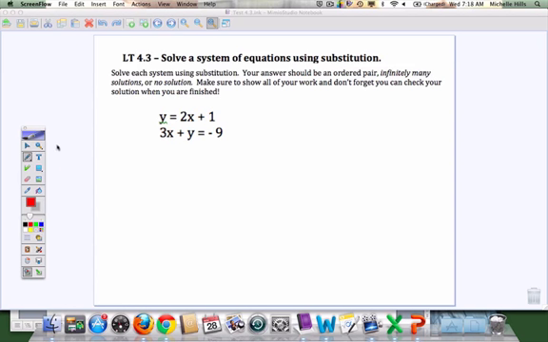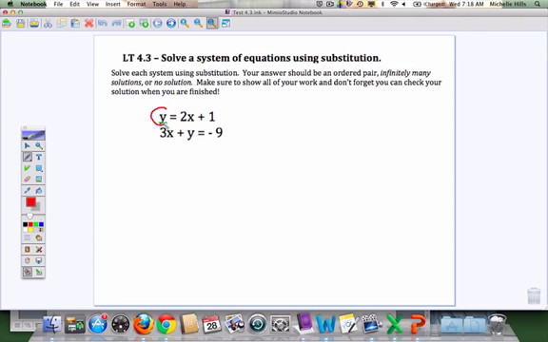To use substitution to solve a system of linear equations, what you're looking for is... substitute means to take something out and replace it with something of equal value. So what you need to find is one of your variables that is isolated, like this y is on one side of the equation all by itself. Equals means it has the same value as, well, it equals 2x plus 1.